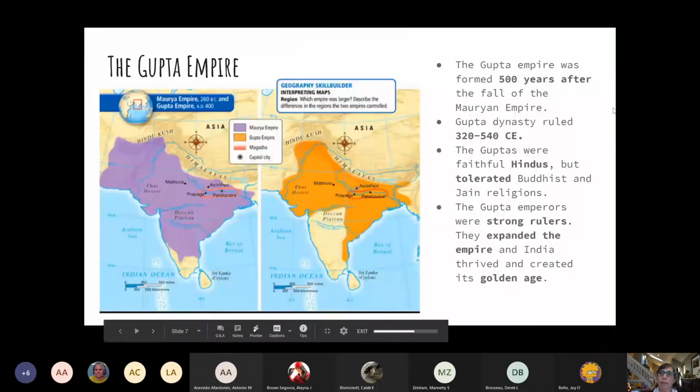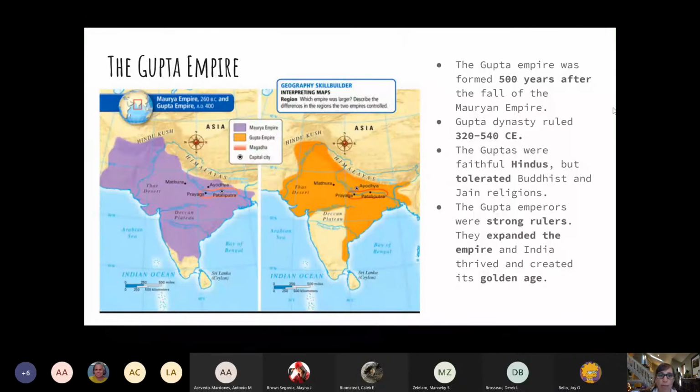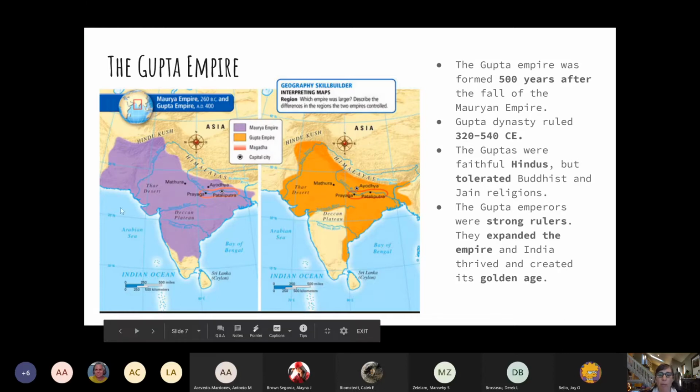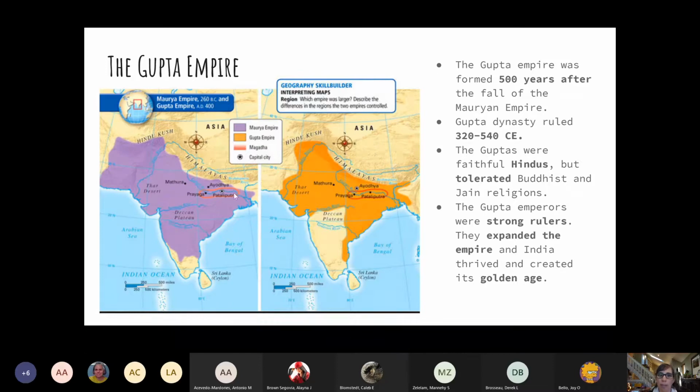Okay, all right, so that brings us to what we're learning this week about India, and that's the Gupta Empire. So the Mauryan Empire sort of faded out like empires do. And this map on the left with the purple is the Mauryan Empire. So that purple is the area that they ruled in India. And then this is the Gupta Empire.